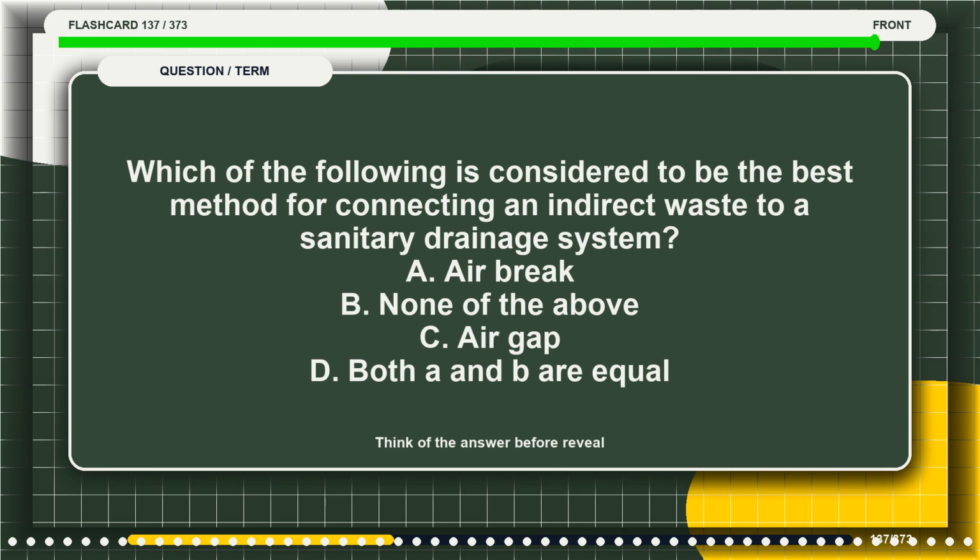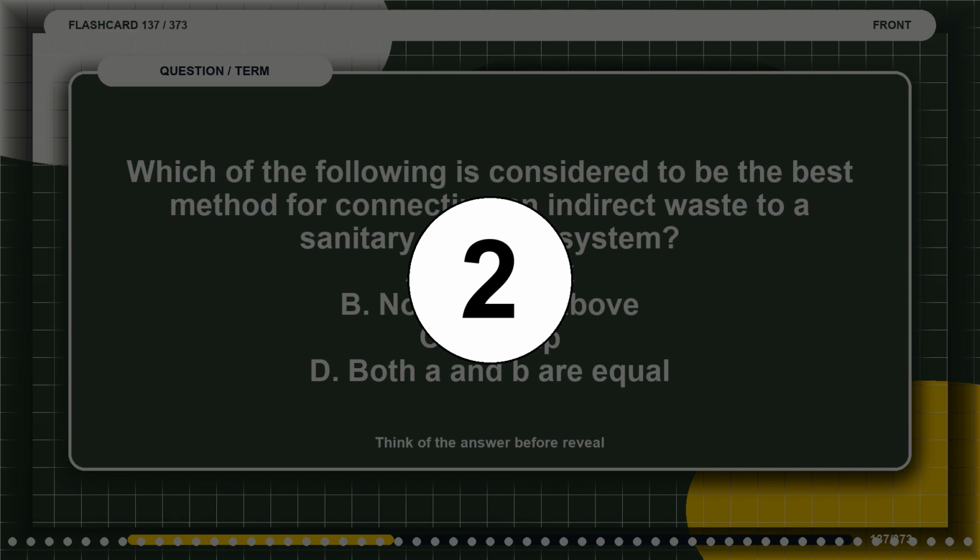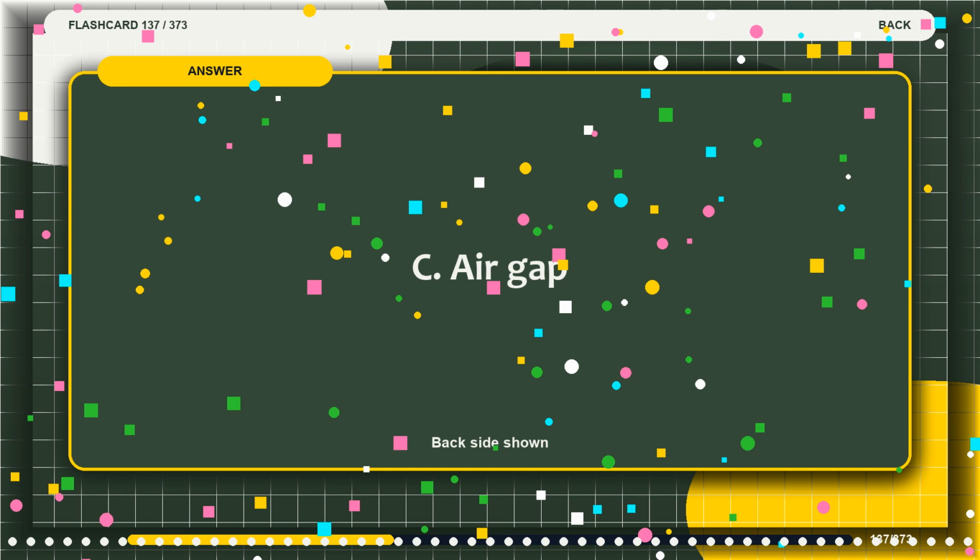Flashcard 137. Which of the following is considered to be the best method for connecting an indirect waste to a sanitary drainage system? A. Air brake. B. None of the above. C. Air gap. D. Both A and B are equal. Think of the answer before the reveal. The answer is C. Air gap.